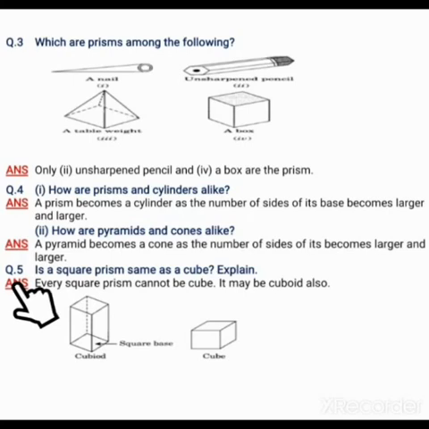Now question number 5. Is a square prism same as a cube? Explain. Every square prism cannot be a cube. It may be a cuboid also. See students, here a figure is given. This is the shape of a cuboid, so its base is a square base, and this is the shape of a cube.